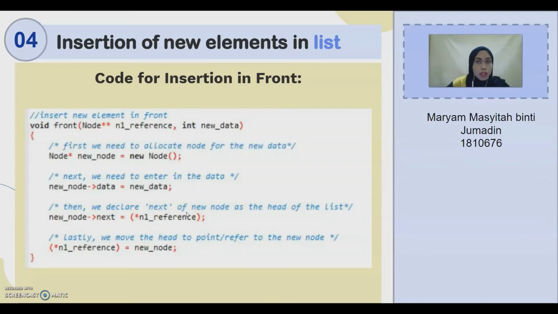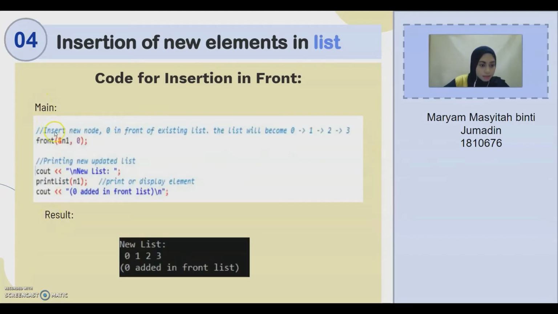So we will declare the 0 as head. And lastly, we move the head to point or refer to the new node. So N1 reference will refer the position, will put the new node.